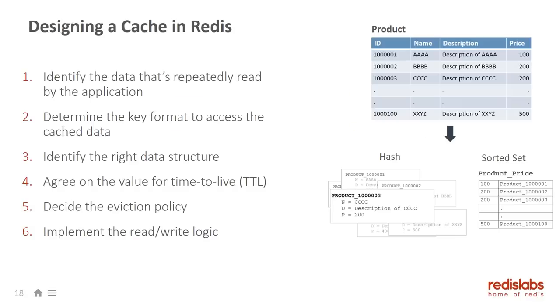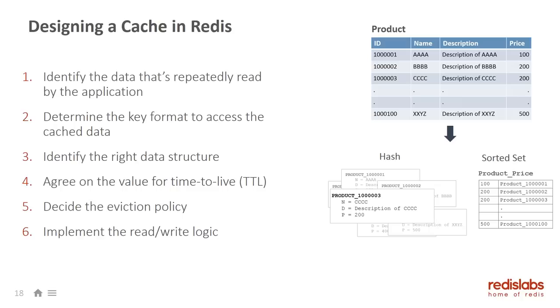Okay, so let's look at some of the best practices for designing cache in Redis. First of all, if you're using MySQL, identify all the data that is repeatedly read by the application, the data that's usually shared between all the users. And then you have to identify the key format to access the cache data. Now, the idea here is you're taking the repeatedly read data to your cache, and you have to access that data somehow from the cache itself. So you should be able to access that data through a key, and you have to have a structure for that key.